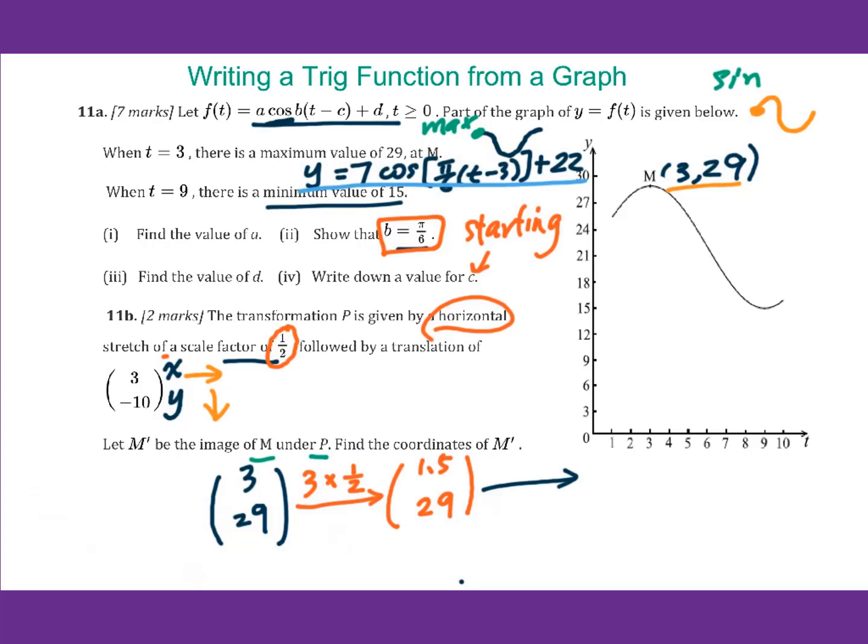Then we do the x, you add 3. And y, you minus 10. So you have 4.5 and 19. This will be M prime. That 4.5 or 19.